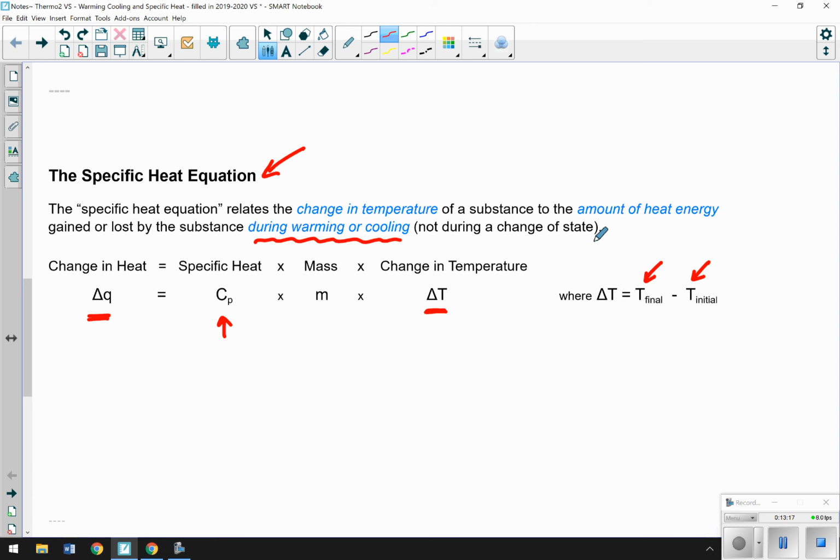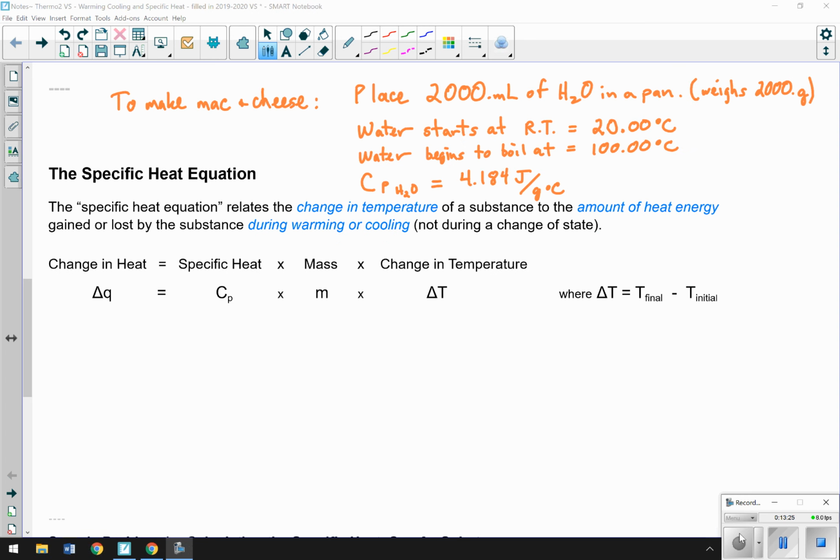All right, so let's look at the specific heat equation and relate it to making macaroni and cheese. To make macaroni and cheese, we're going to put about 2 liters of water in a pan. So 2 liters would be 2,000 milliliters. Well, that's volume, and if we think about the specific heat equation, we're going to think about mass. But we know that water weighs 1 gram per milliliter. So our mass is 2,000 grams. So right here, we're going to write in 2,000 grams.